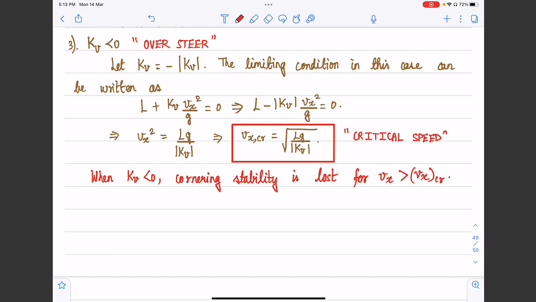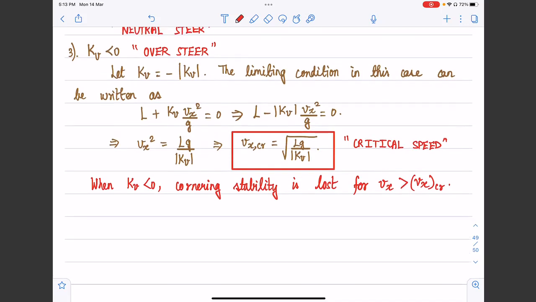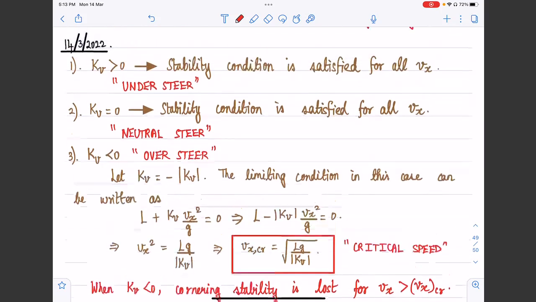Okay. So any questions about this analysis? And how we have brought in this concept of understeer, neutral steer, and oversteer using this dynamic systems analysis with the linear bicycle model. So any questions on how we have used stability theory to derive these expressions and concepts?